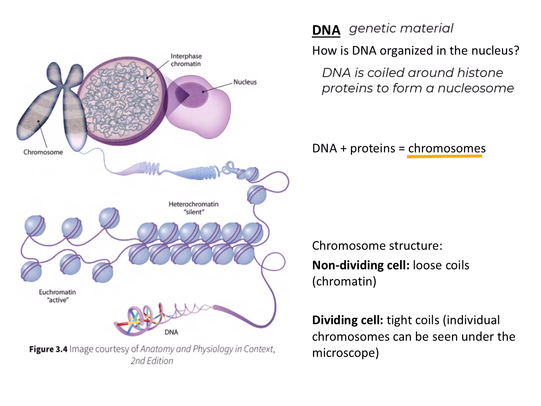Chromosomes take on two conformations or structures depending upon whether the cell is dividing or not dividing. In a non-dividing cell, it's in loose coils called chromatin. Under a microscope, chromatin looks like a mass inside the nucleus. When the cell is entering the early stages of cell division, the chromatin will condense to form visible chromosomes. Packing the DNA into chromosomes makes it easier to separate the DNA during cell division.